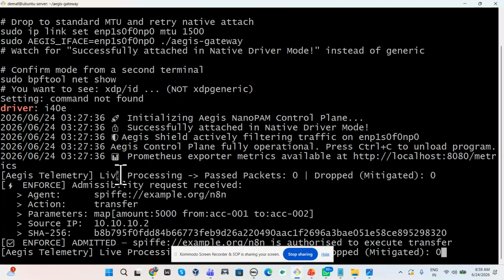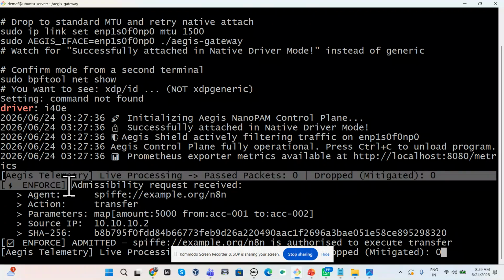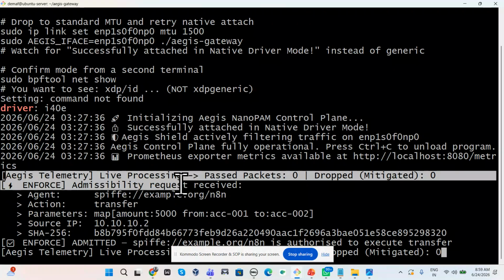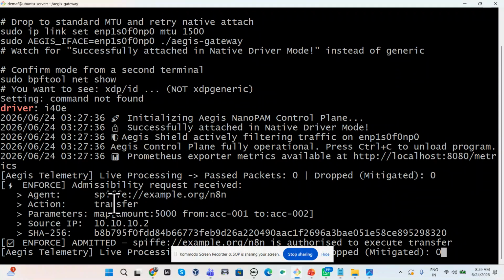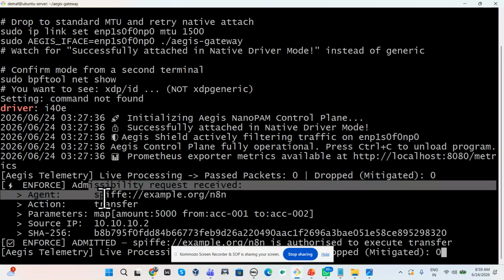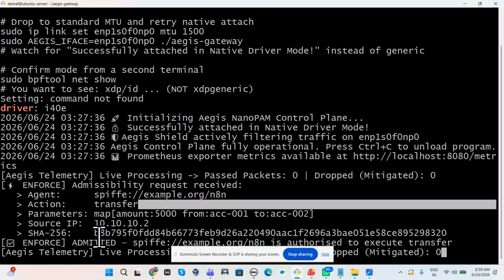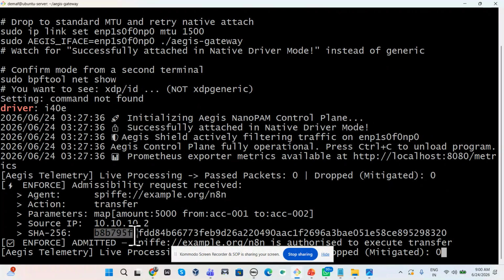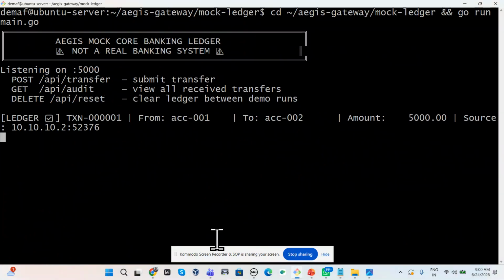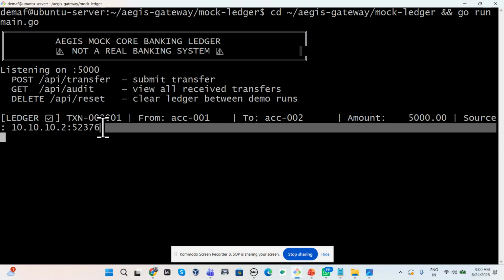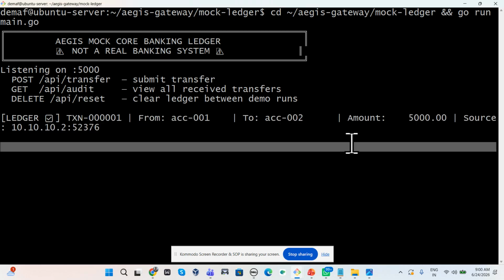As you could see in the gateway, the control plane takes the decision of admissibility against OPA, passing the action parameters, identity, and other parameters. It passes the verdict of admissibility, admitted, with the action transfer. The source IP is passed on to the kernel. The transaction is logged in the ledger with SHA-256. We could see enforcement admitted. So the banking ledger should get this transaction. Yes, the banking ledger has got the transaction successfully, which is logged here.